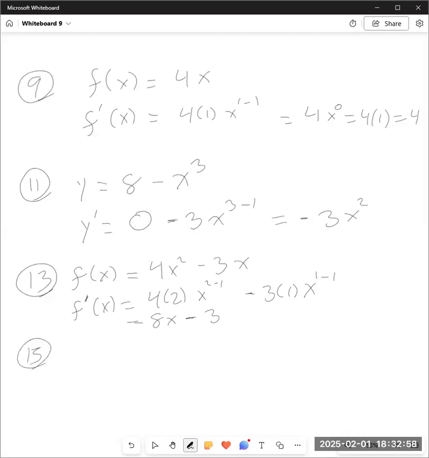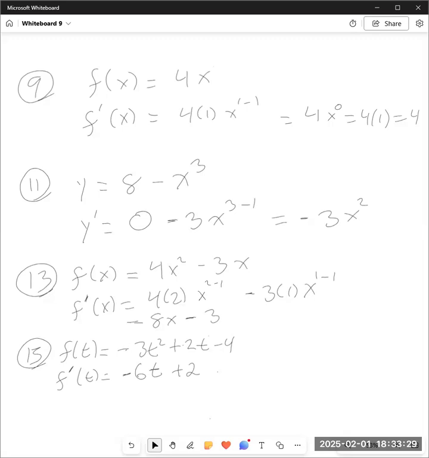Number 15, f of t is equal to negative 3t squared plus 2t minus 4. F prime of t is 2 times negative 3 is negative 6. T to the 2 minus 1 is t. 1 times 2 is a positive 2. T to the 0, that's just a constant. The derivative of the constant is 0.